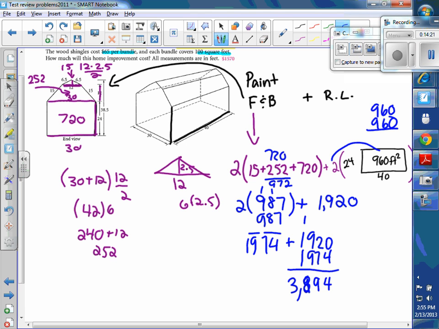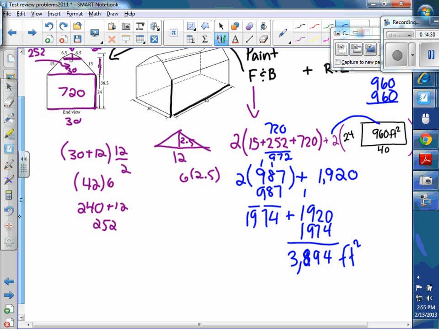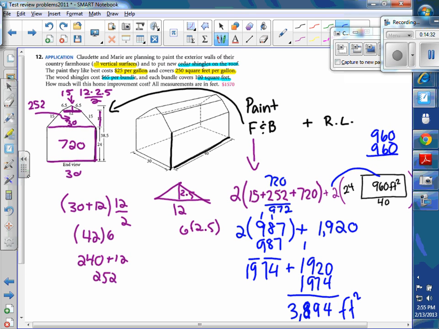3,894 square feet. So with that, you have to use dimensional analysis. I can set that up in a minute.